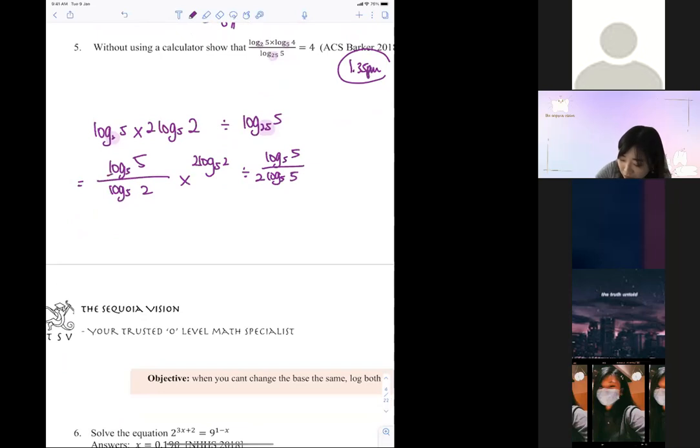Okay, so this one can cancel. This one and this one can cancel. You're left with 2. Divide, change to times. Gone and gone. 2 over 1. You left 4.